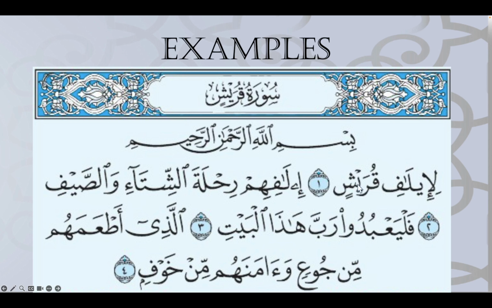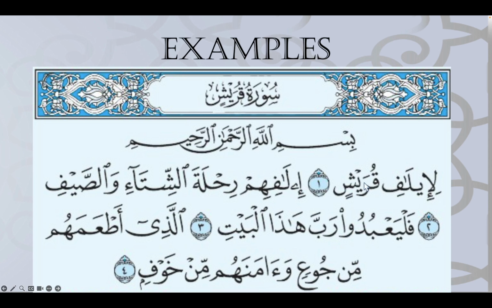Now, what I do is, in Quraysh, I extend each of the ending words, which are all Maddulleen, and I am extending them to 4 counts. So I'm saying Quraysh, and I'm allowed to do that.